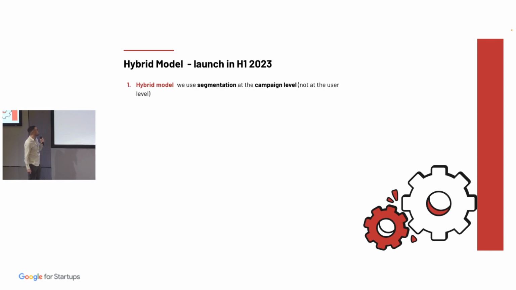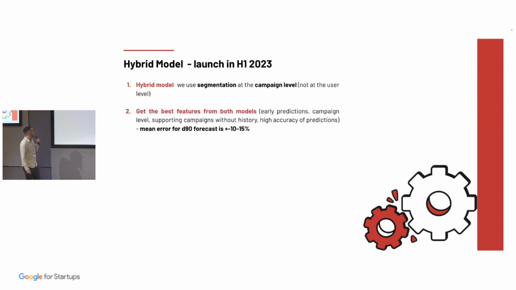So this is the hybrid model, in which we use segmentation, but we do this segmentation at the moment on the campaign level. Basically, we want to get the best features from both models. Again, we already have results similar to the ROI predictor, for now forecasting for day 90.